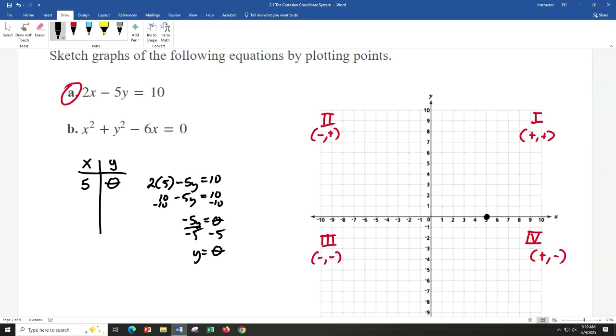But am I done? How many points make a line? 2. 2 points make a line. Now, let me tell you this. How do I know I'm making a line?